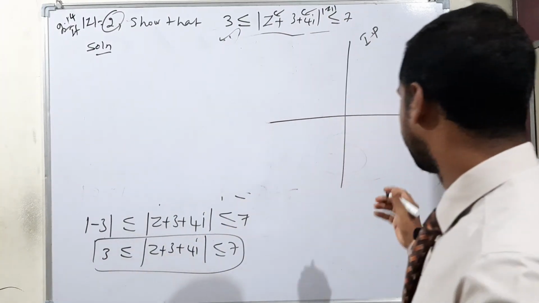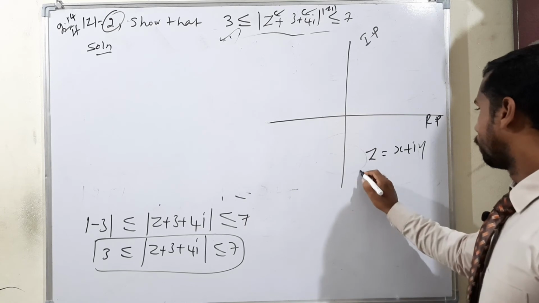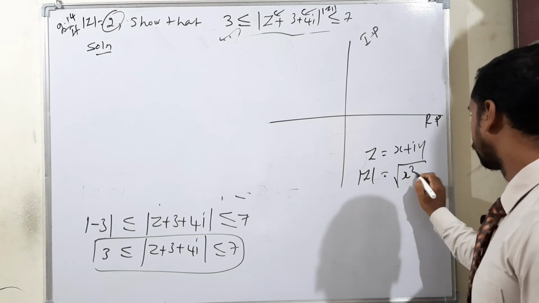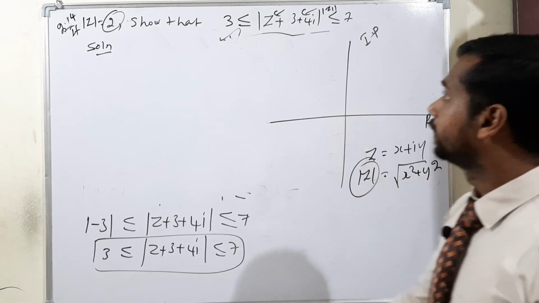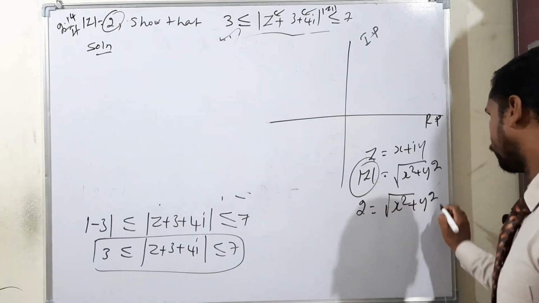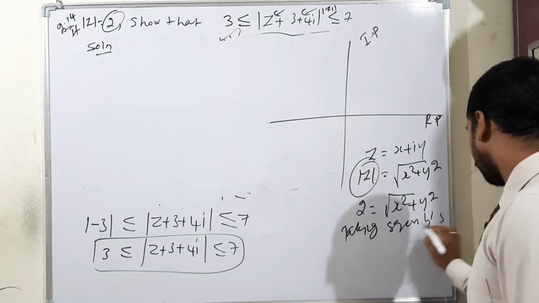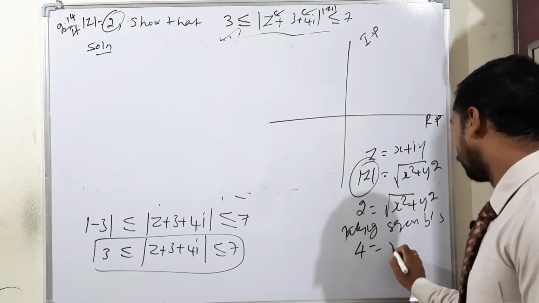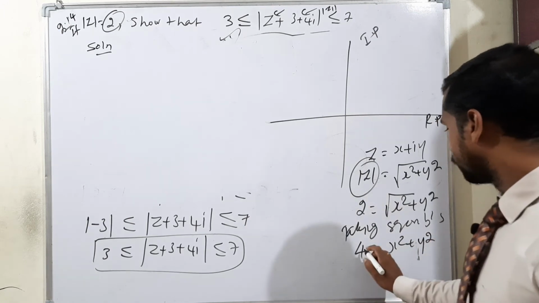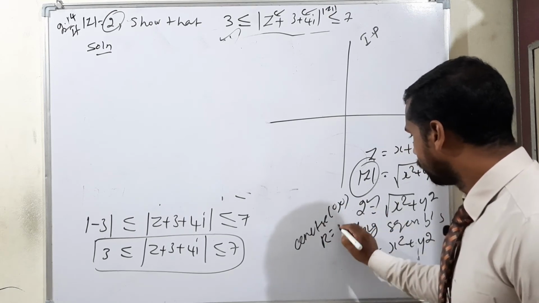Real and imaginary: you already know z is equal to x plus iy. So the modulus of z is the modulus of x plus iy, which is the square root of x square plus y square. Already we know the modulus of z is 2, so the square root of x square plus y square is 2. Taking square on both sides, 2 square is 4, so 4 is equal to x square plus y square. The center is 0 comma 0, so the radius will be 2.